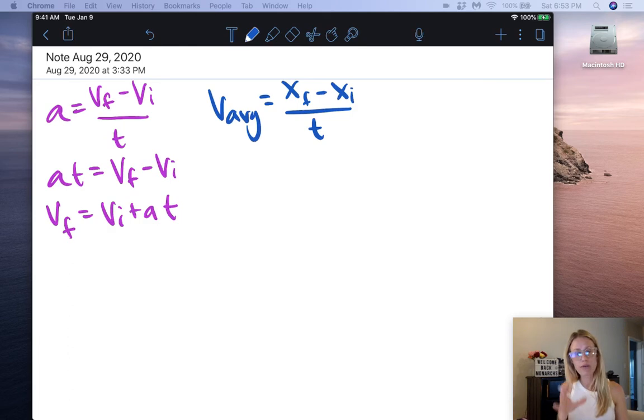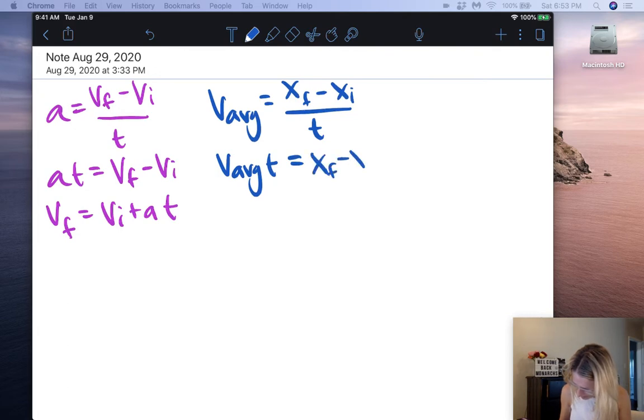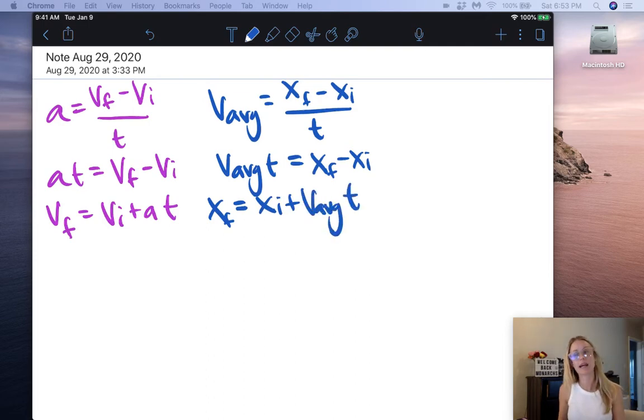So again, I'm going to rearrange this equation just like I did with the acceleration equation. So I'm going to multiply both sides by time. We get average velocity times time equals final position minus initial position. And then I'm going to add initial position to both sides. So we end up getting final position equals initial position plus average velocity times time, like that. And again, I am going to leave this here and come back to it. So next we're going to look at the other average velocity equation.